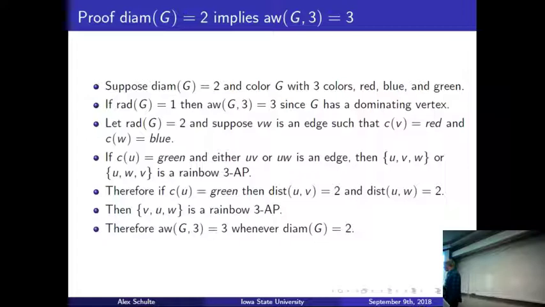If neither of them is adjacent to a green vertex, that means they're both distance 2 from a green vertex, or all green vertices. So then you can form the AP with the green vertex in the middle. You go from V, distance 2 down to the green one, and then distance 2 back up to W. So then that will conclude the proof, because if you're diameter 2, you either have radius 1 or 2.